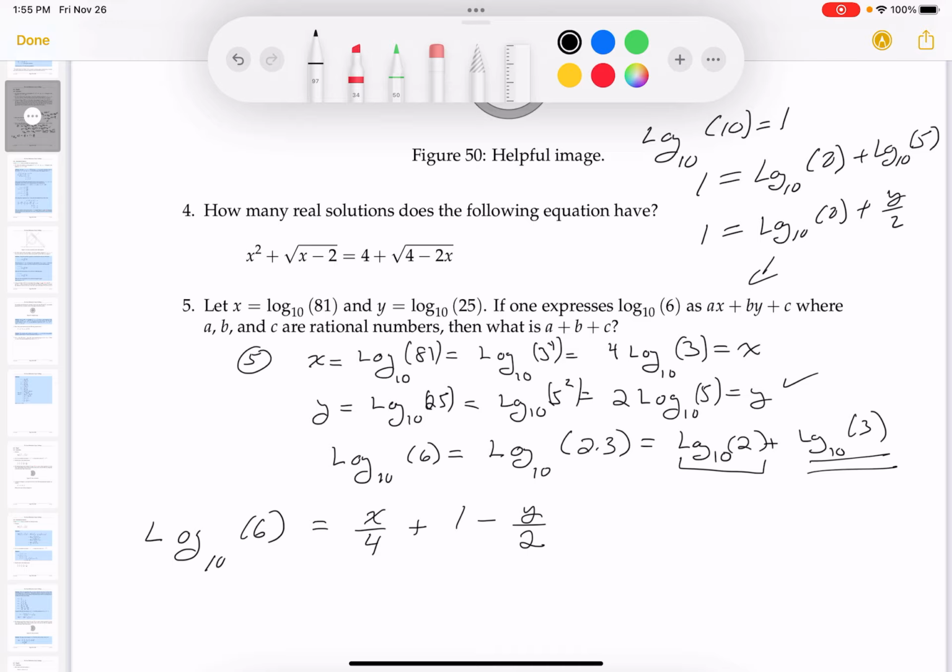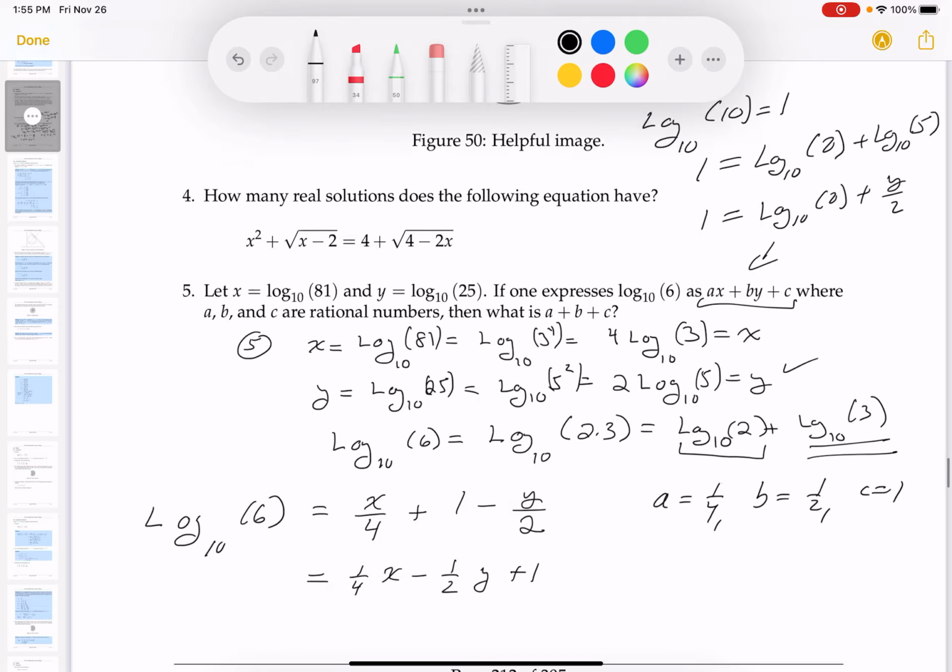The form is ax plus by plus c, where a, b, and c are rational numbers. So let's see what I've got. I've got to write in that order now, right? So it's 1/4 x minus 1/2 of a y. Again, I'm writing it down in the order they want, plus the c, which is 1. So I know a is 1/4, b is minus 1/2, and c is equal to 1.